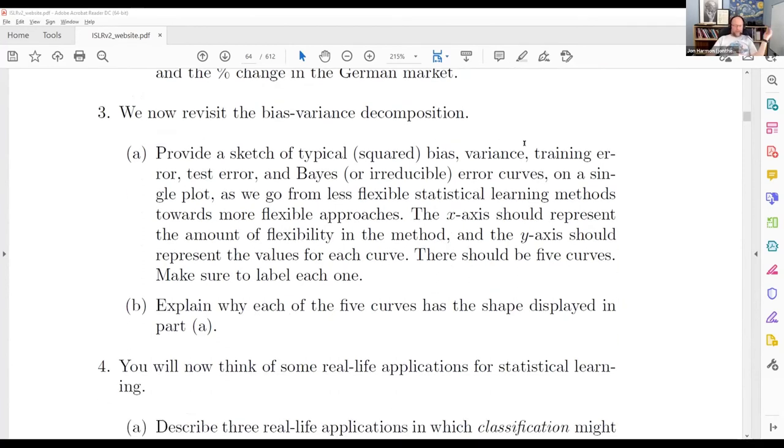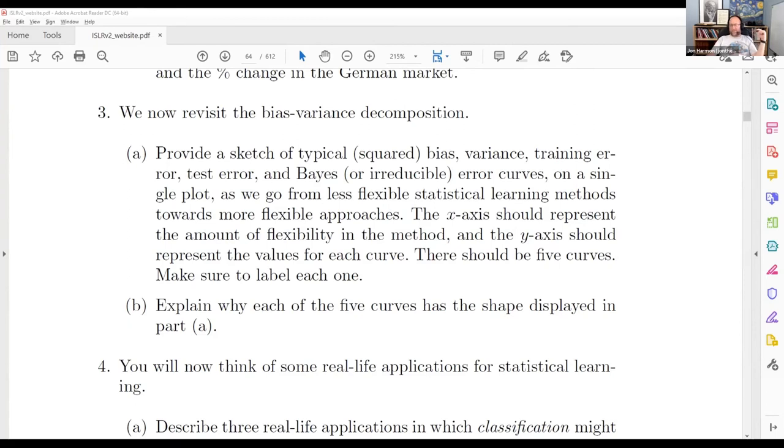So here I don't have a sketch. It's provide a sketch of squared bias, variance, training error, test error, and Bayes or irreducible error. I don't know if anyone has a sketch they would like to share, that would be great.